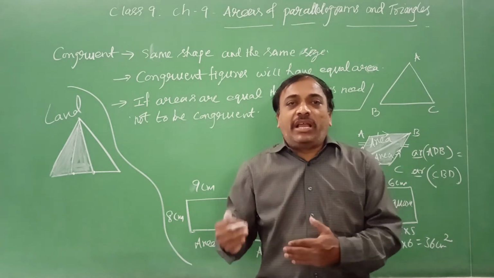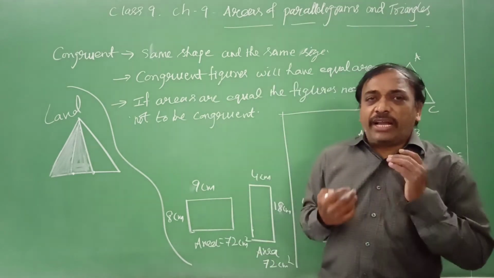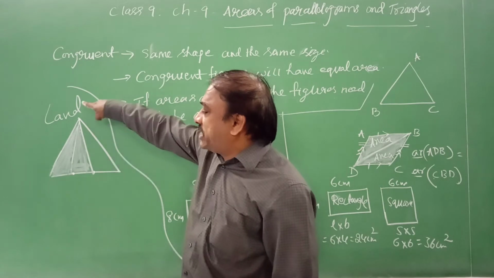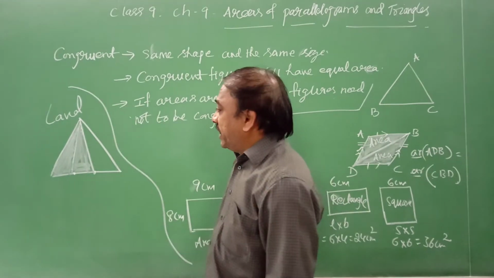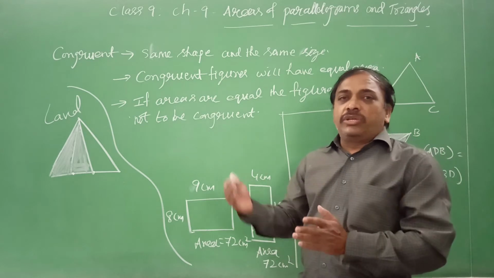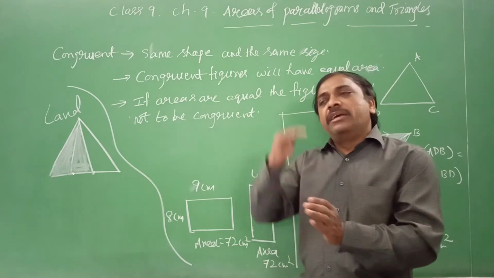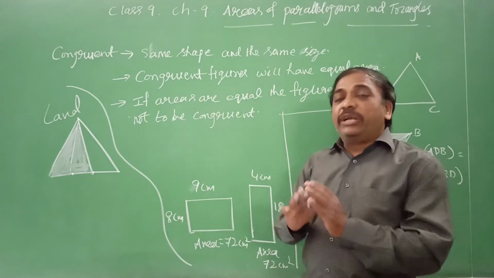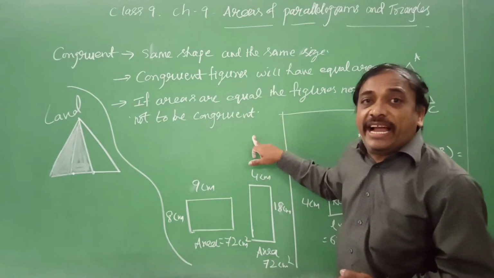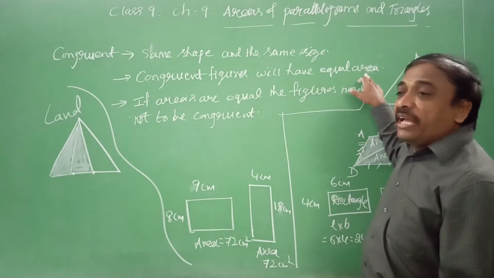distribute equally among all the three children, that is two daughters and one son. So she located the points on the base, and those 2 points she directly joined to the opposite vertex, and she said these are the 3 parts. From now onwards you can cultivate those lands. I divided it into 3 equal parts. She divided that into 3 equal areas. So if areas are equal, the figures need not be congruent. Congruent figures will have equal areas.